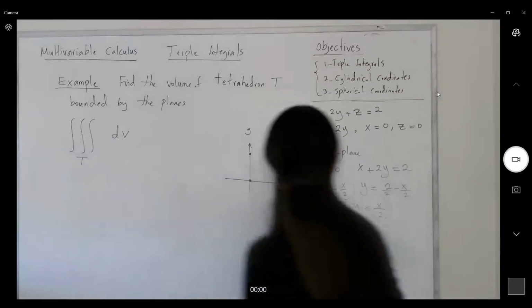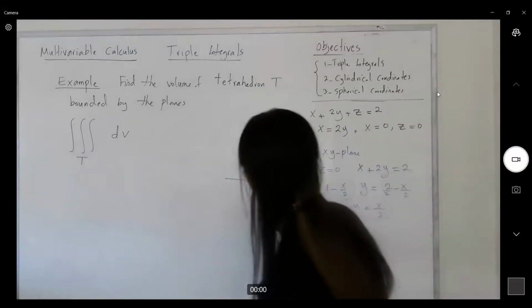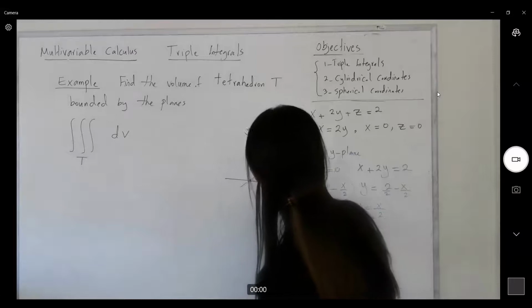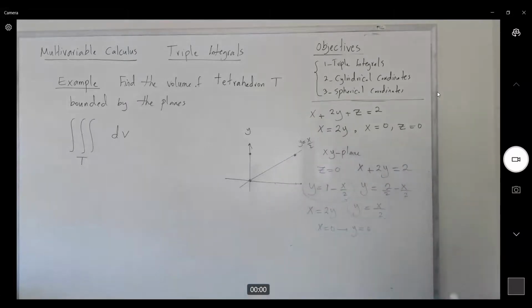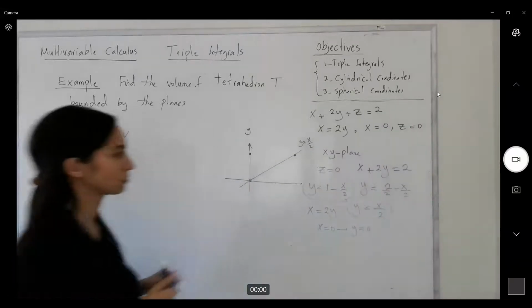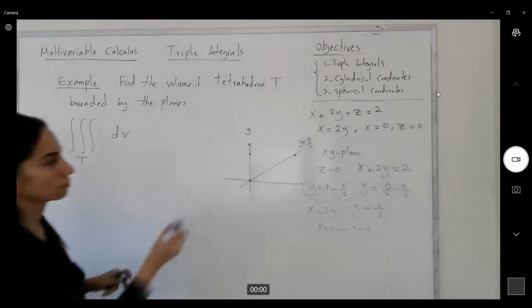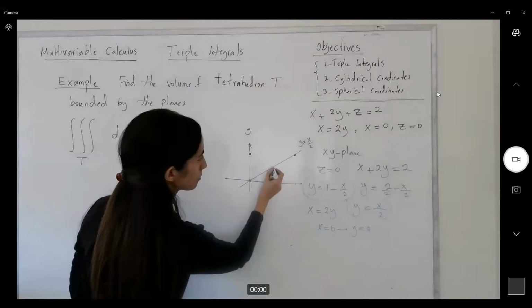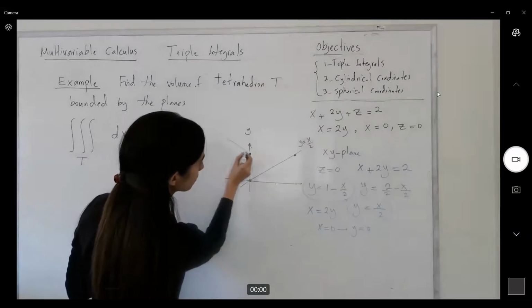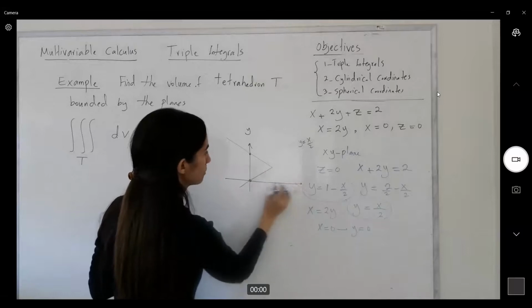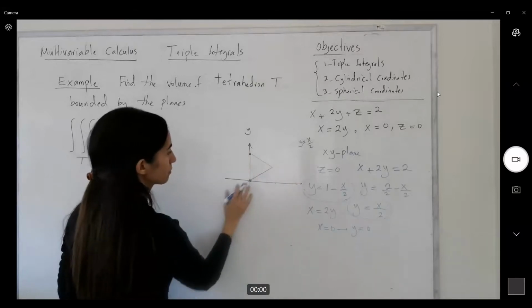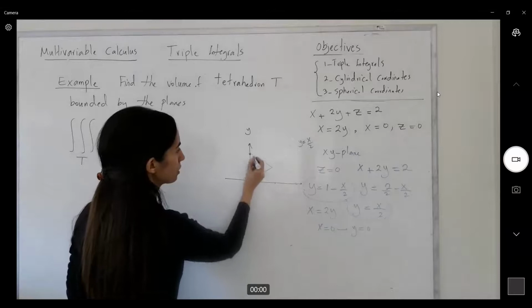So this is your line, y equals x over 2. And this line, y equals 1 minus x divided by 2, is going to be this line here. Okay. So here we go. This is our region. This is our region, T.